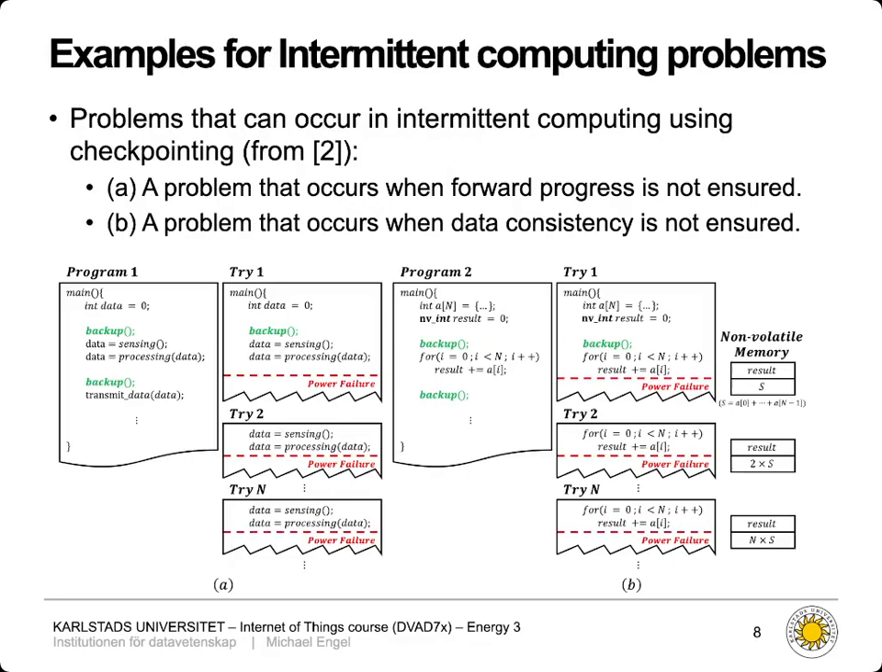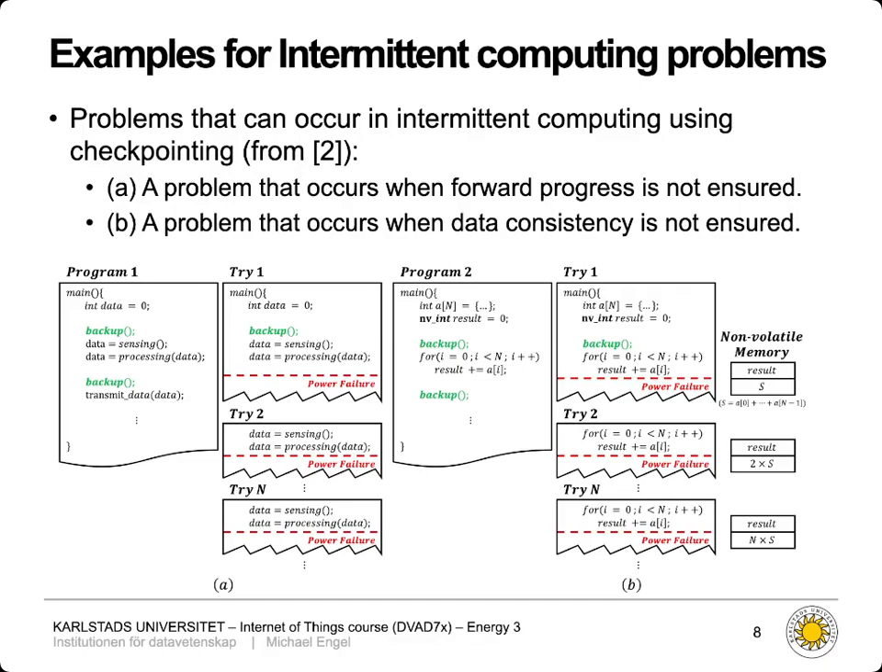Yeah, so intermittent computing using checkpointing can cause a number of problems here. On the left-hand side at part A, you see a problem that occurs when the amount of time that passes between two backup points, shown in green on the left-hand side, is just too long. So you take a backup, which creates a checkpoint, and then you run some code after the backup. So you do some sensing and some processing, but it takes quite a lot of time. So when you restart after this power failure that's indicated using the red line, you have to go back to the first backup because you never reached the second backup.